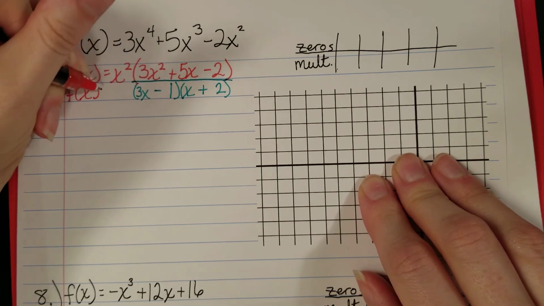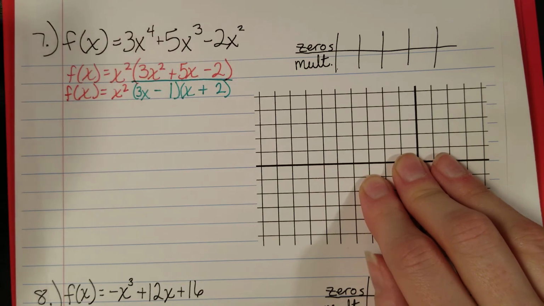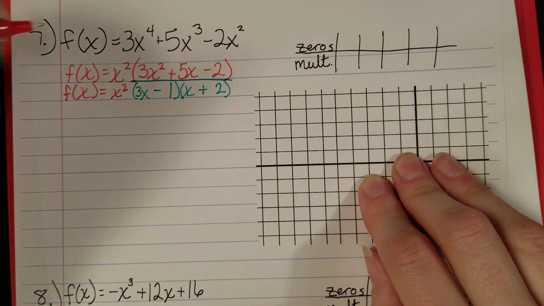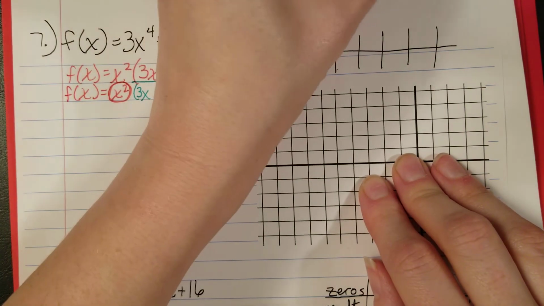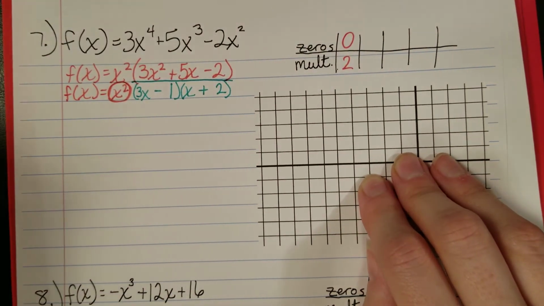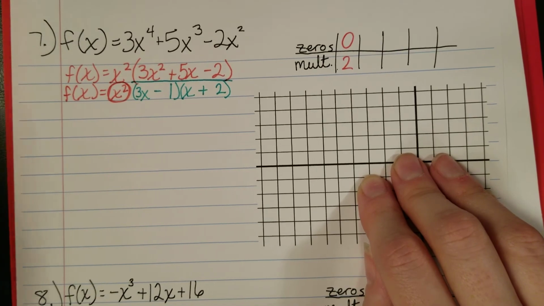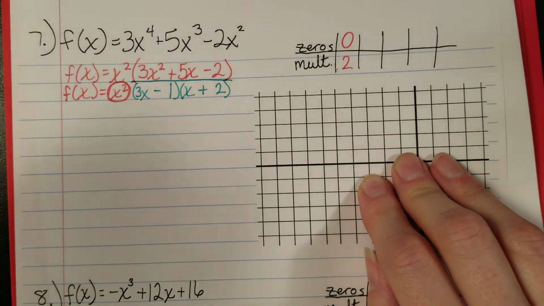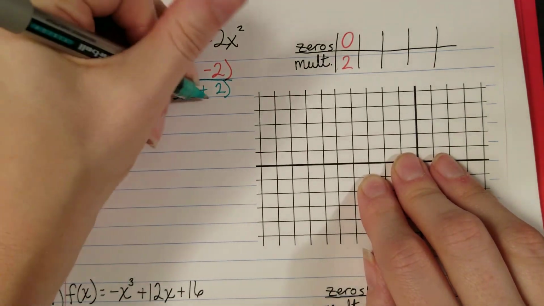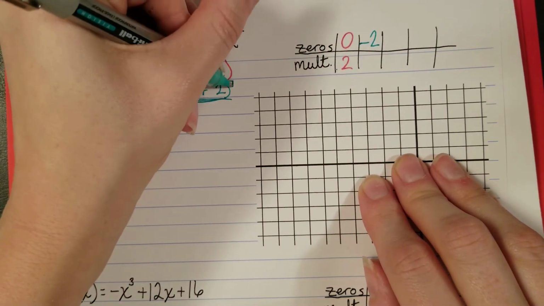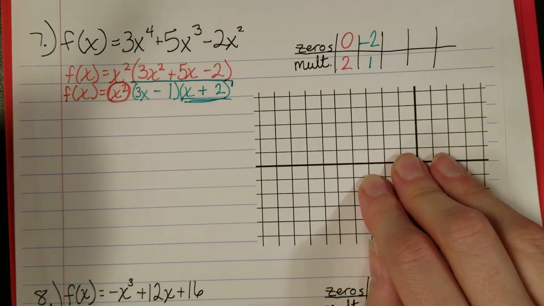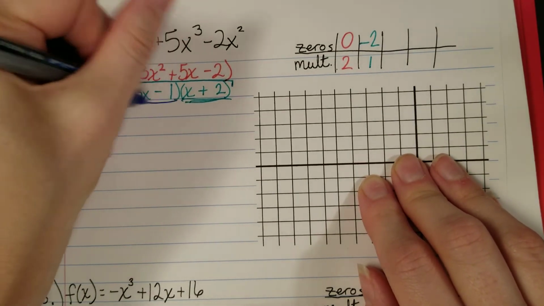All right, so now it's totally factored already. And you can see that we have a 0 at 0 with multiplicity 2. Okay. And then we'll do, this one is easy. That's a 0 at -2 with a multiplicity of 1.